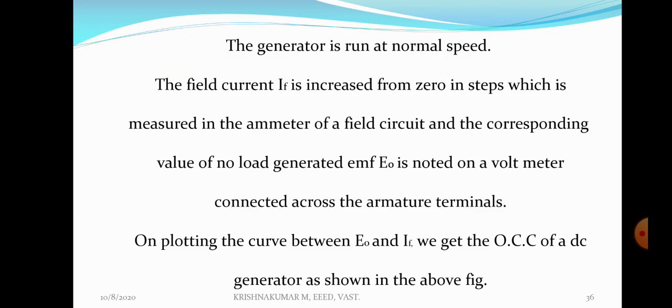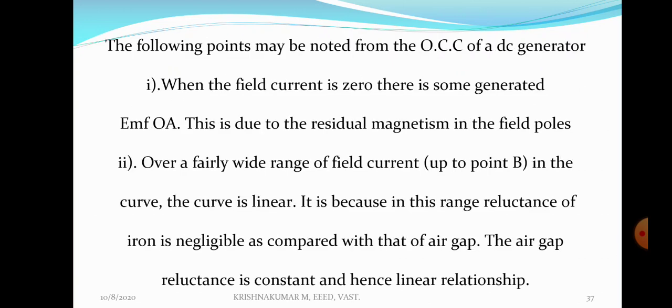This explanation is given in this slide. The following points may be noted from the OCC of a DC generator. When the field current is 0, there is some generated EMF OA. This is due to residual magnetism in the poles.